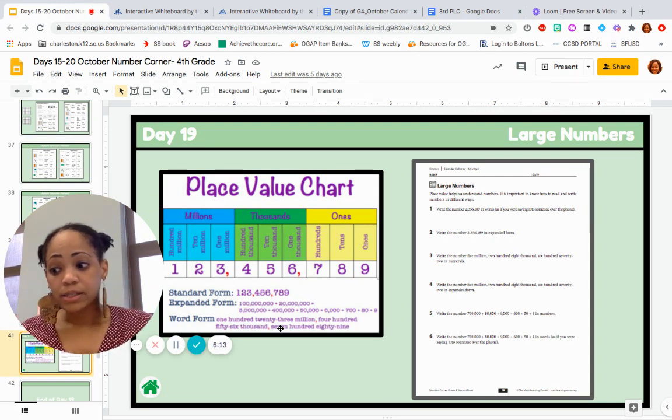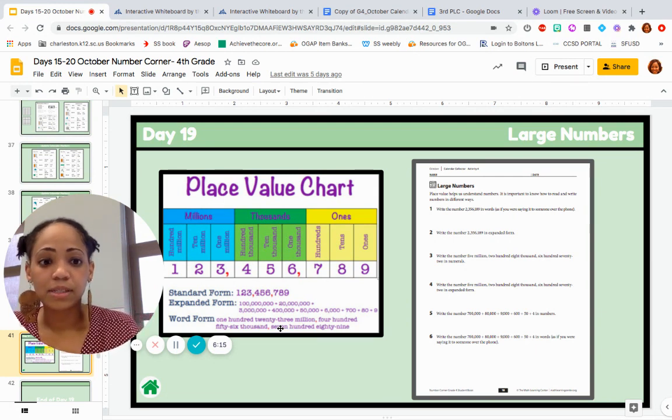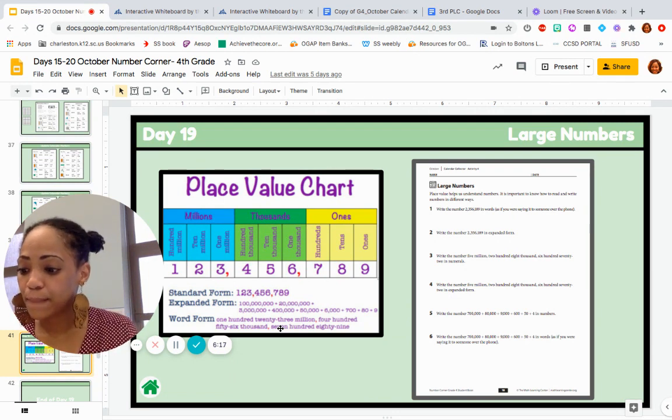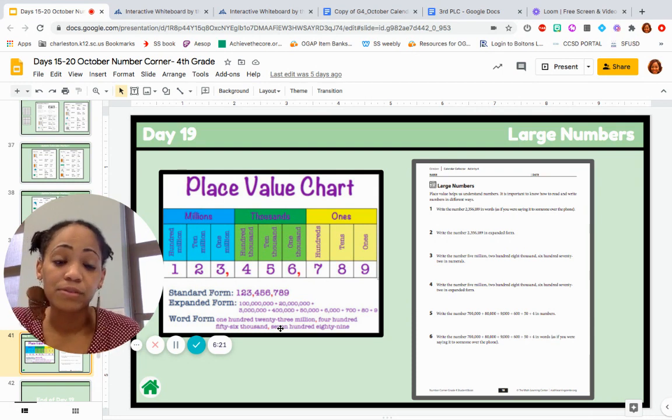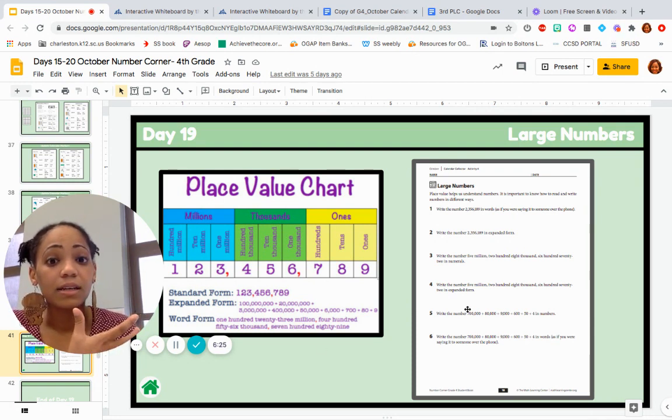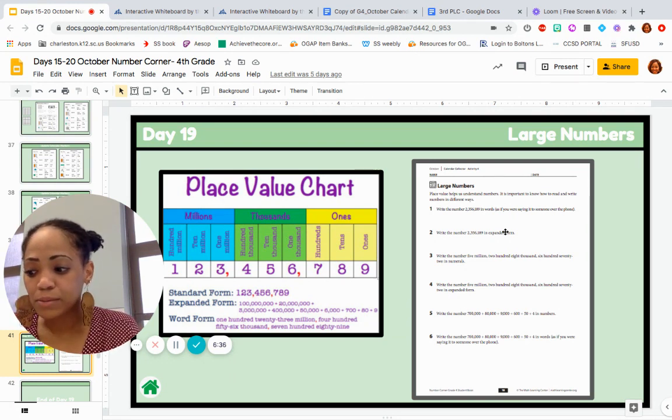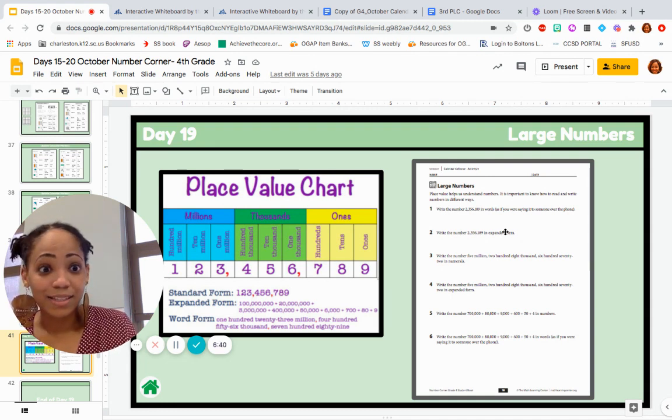we are going to work on some more problems with large numbers. If you have any questions about the 3 forms of writing a number, then I encourage you to pause this video and maybe rewind it, listen to it again. Or if you're able to, you can chat with your teacher about the 3 forms of writing a number. But if you're ready to move on, then let's go.